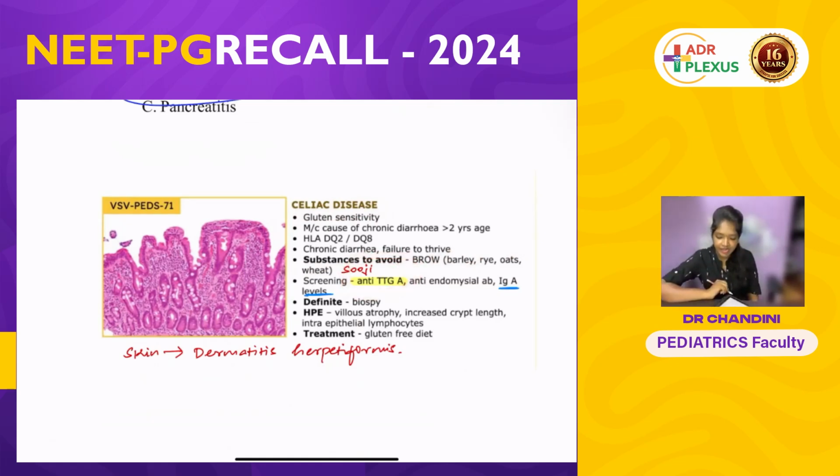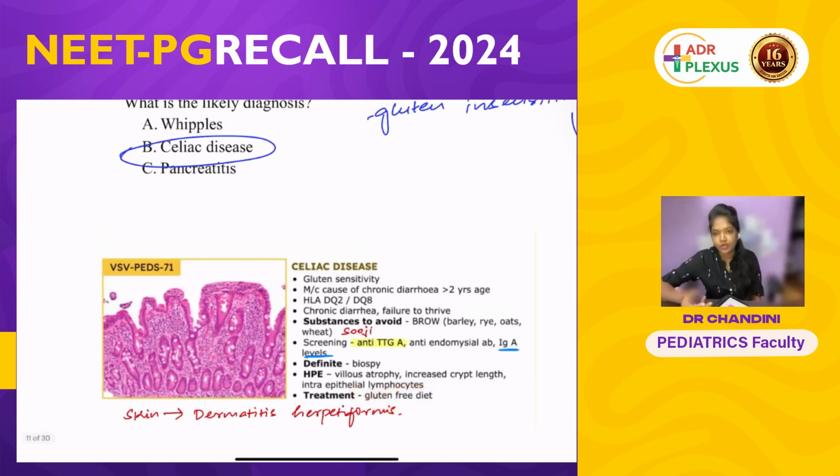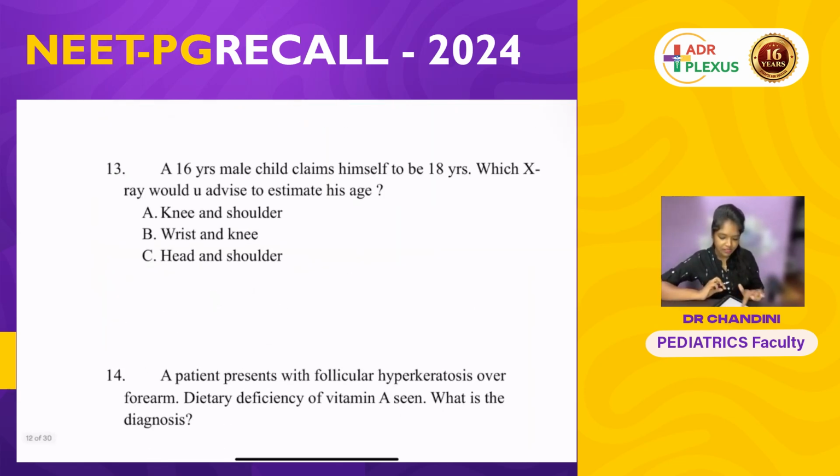So they will have anti-TTG elevated. Also, IgA levels will be reduced. A classical biopsy feature of villus atrophy and crypt hyperplasia will be seen. What is the treatment? Avoid gluten. That's all. So two questions from celiac disease.